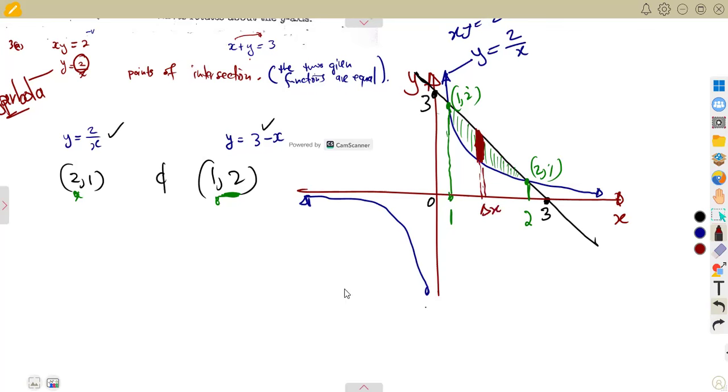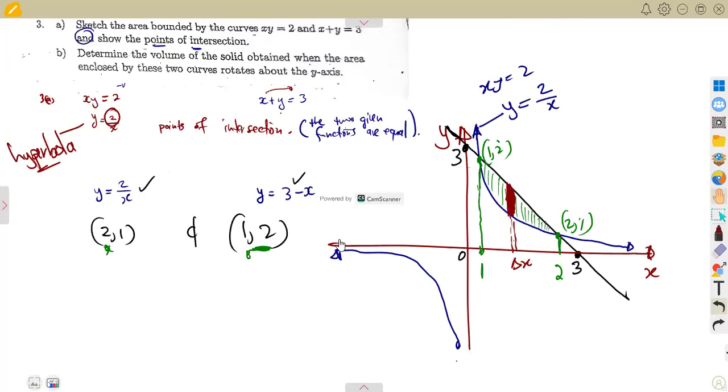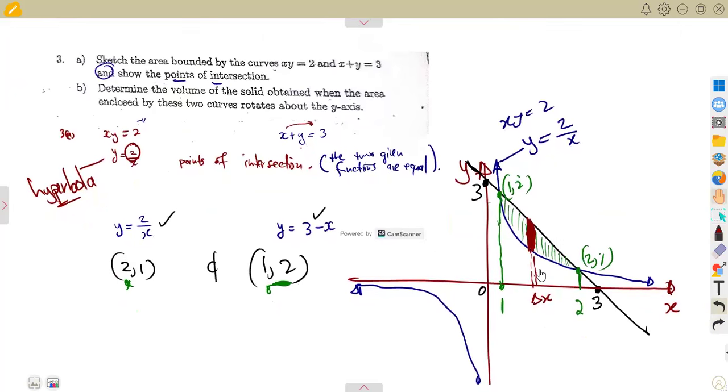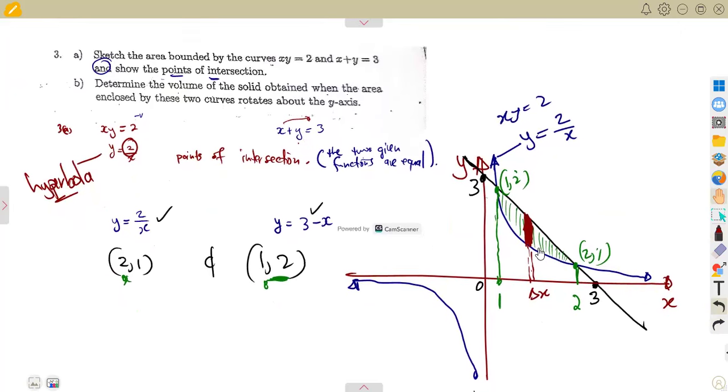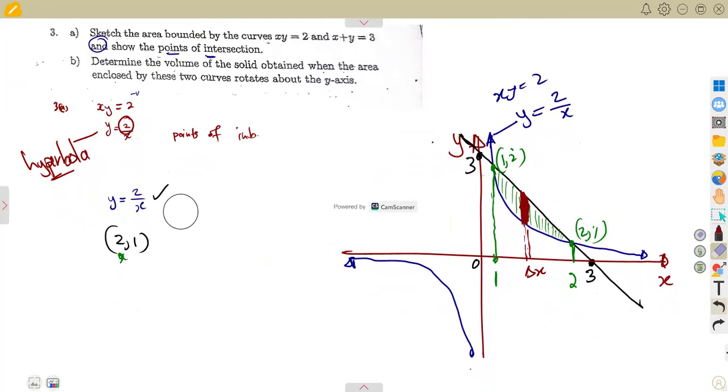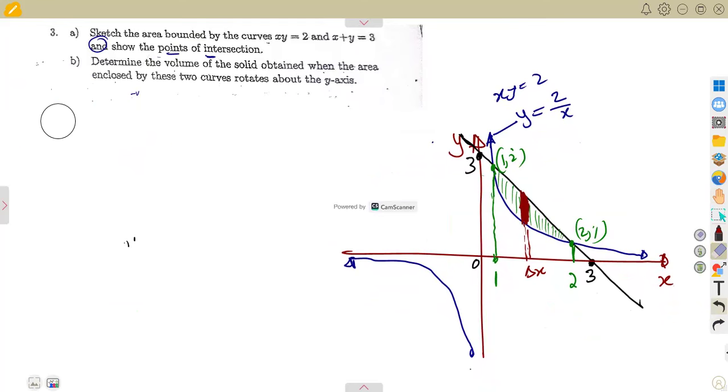The question is, we have the limits for x. These are the best ones. That one for y cannot work, guys, because it cannot cover that side. So this is what we have. We have our function. We are done. The point of intersection we indicated. Let's check the B part.